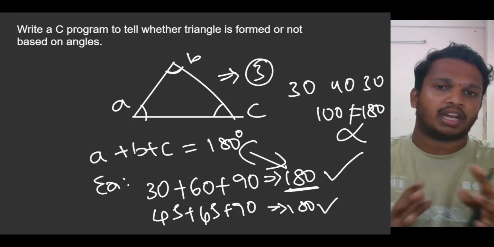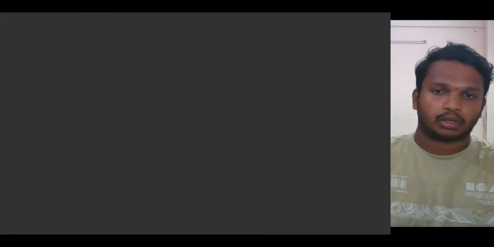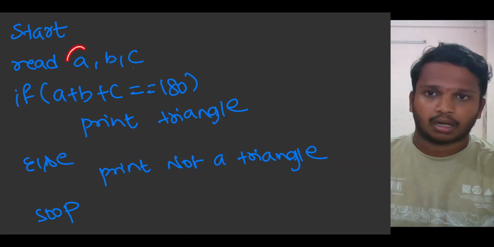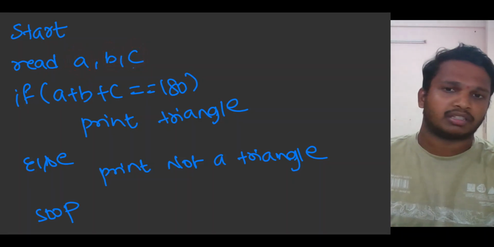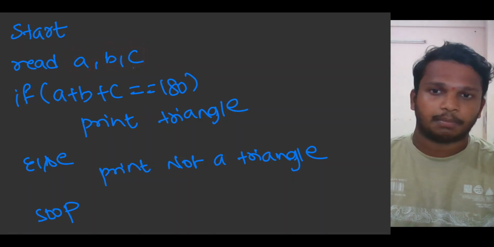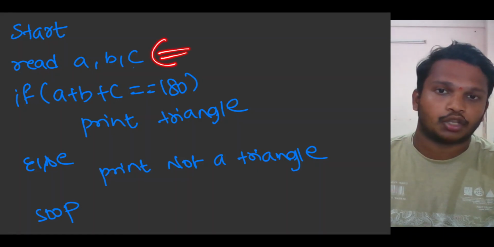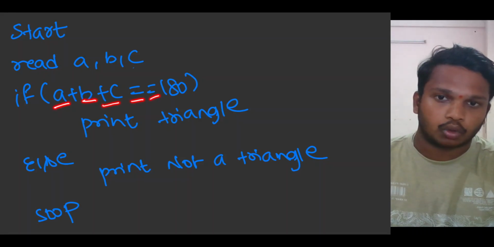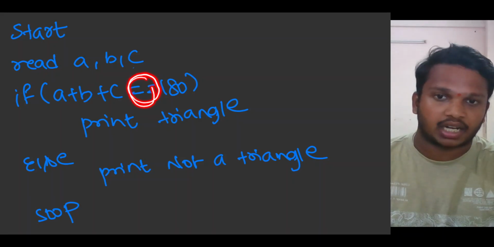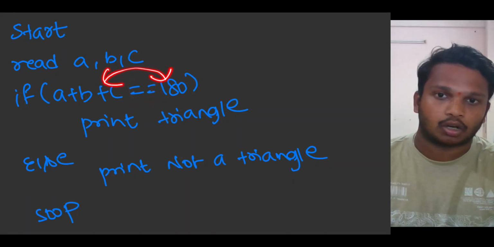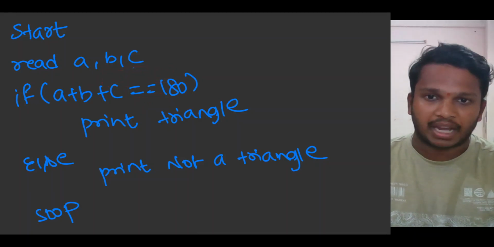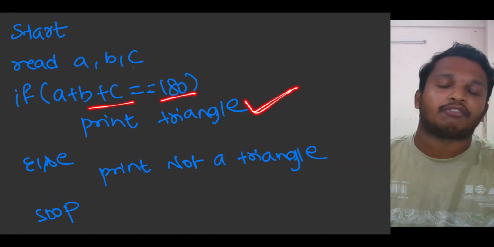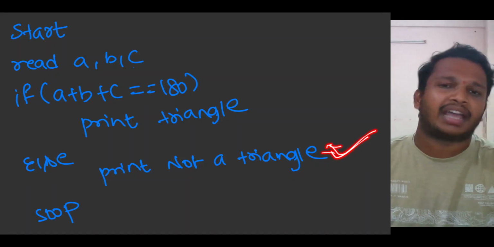Similarly, I wrote these lines in the algorithm. For example, think we are given three angles A, B, C as per our assumption before. We need to read them from the user, right? The user will give three values, and in C language, if you want to check whether this sum is equal to 180 or not, we need to use double equals. It is a comparison operator. If it is equal to 180 degrees, we will print that the triangle can be formed, or else not a triangle, meaning the triangle cannot be formed.